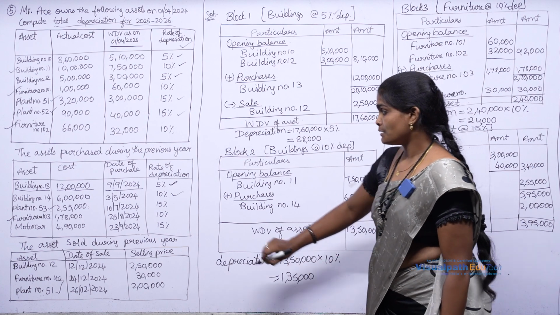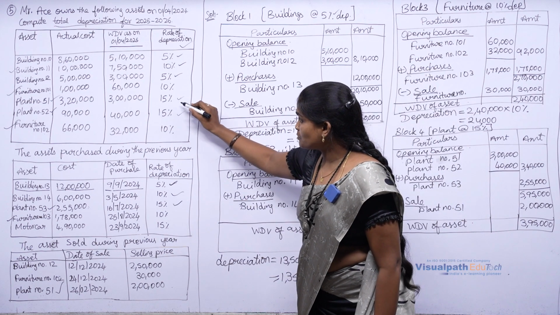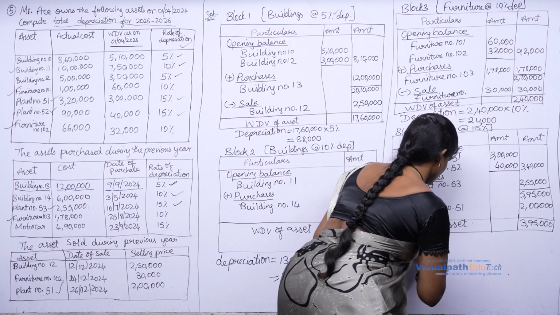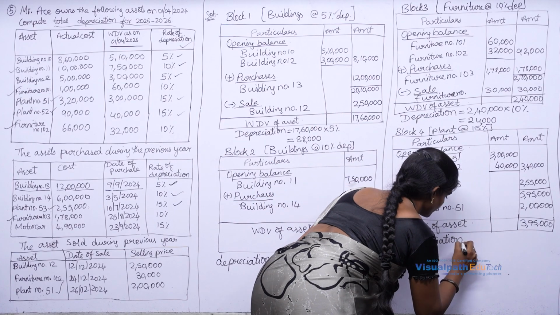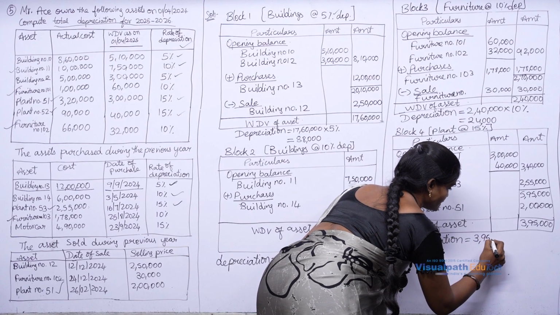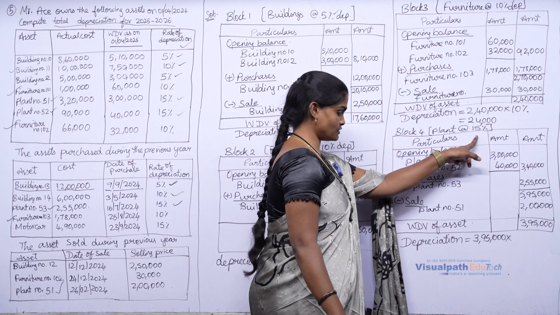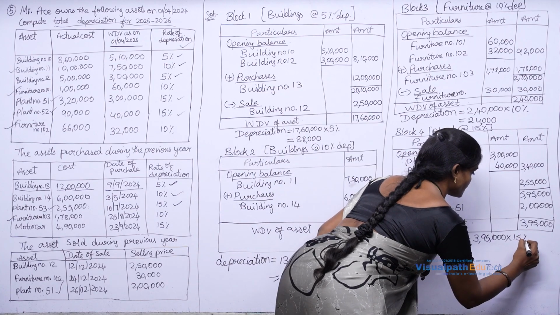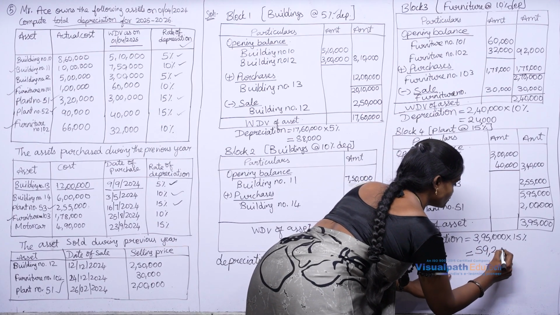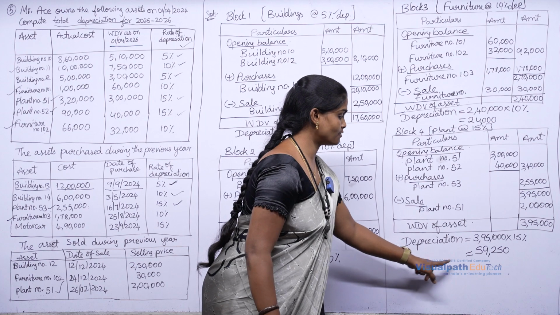Now, calculation of depreciation. Depreciation, how much is the percentage? It is given as 15%. Here also you have 15%. So, 15% is the rate of depreciation. So, calculate depreciation. Depreciation is equal to written down value of the asset, that is 3,95,000, into rate of depreciation 15%. The depreciation is 59,250. Clear? Now block number 4 is done.